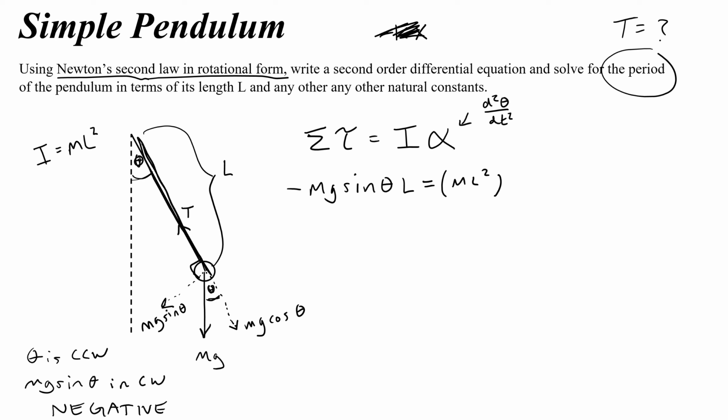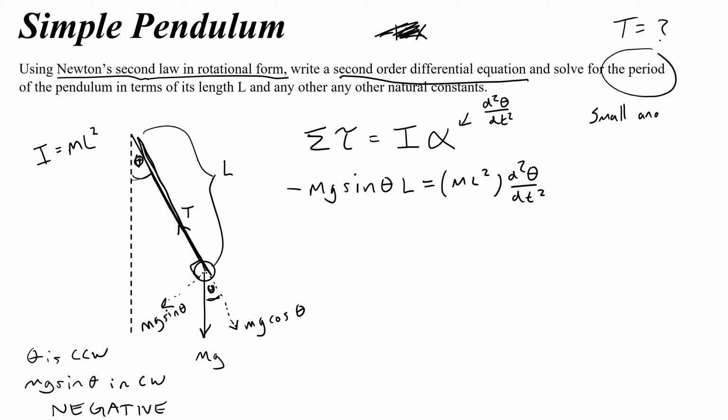And so that's what I'm going to do. But remember that the second derivative with respect to time is a differential equation. And here, I'm very close to having this second order differential equation thing. How do we get there? Well, we use something called the small angle approximation.